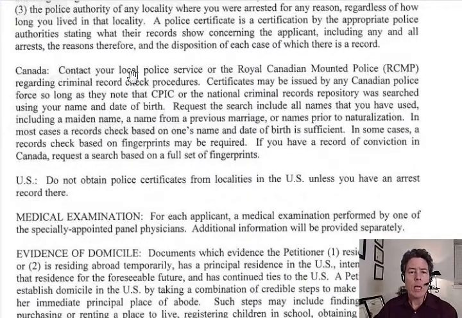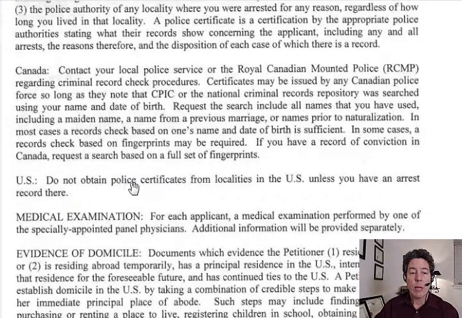In Canada, contact your local police service or the Royal Canadian Mounted Police regarding your criminal record check procedures. Certificates may be issued by any Canadian police force so long as they note that CPIC or the National Criminal Record Repository was searched using your name and date of birth. Request the search include all names that you have used, including a maiden name, a name from a previous marriage, or names prior to naturalization. In most cases, a records check based on one's name and date of birth is sufficient. In some cases, a records check based on fingerprints may be required. If you have a record of conviction in Canada, request a search based on a full set of fingerprints.